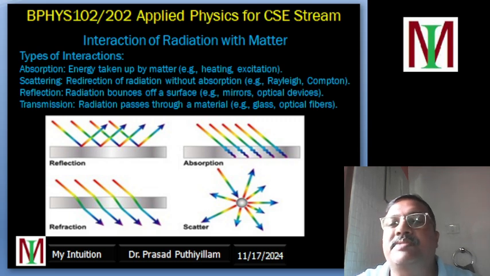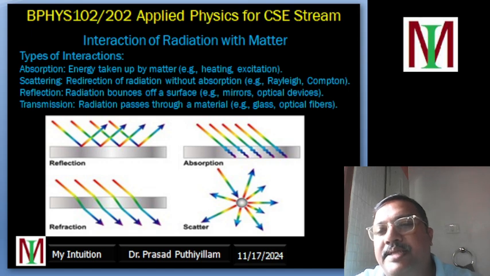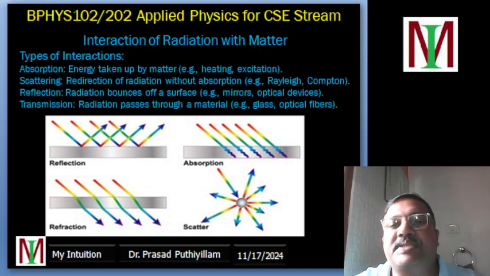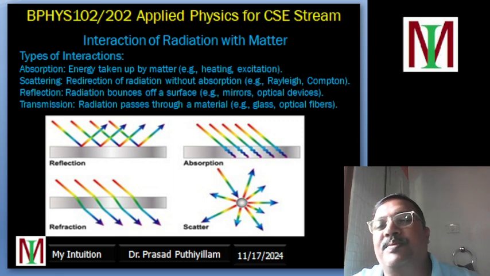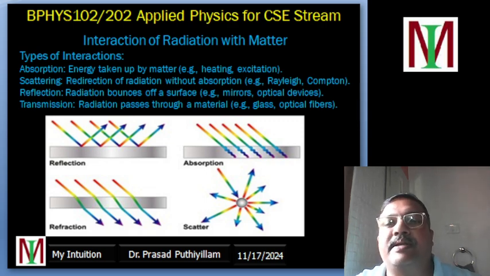Rayleigh scattering occurs when the wavelength of radiation is much larger than the particle in the medium. So it is responsible for why the sky appears blue. The shorter wavelengths like the blue light scatter more easily than the longer wavelengths like the red. That means the wavelength of radiation is much larger than the particle which is present in the medium. Therefore, the scattering occurs.